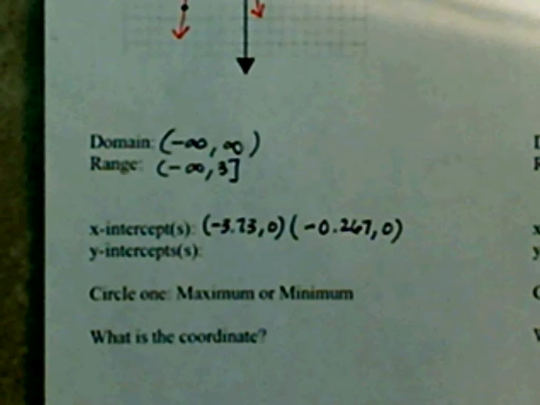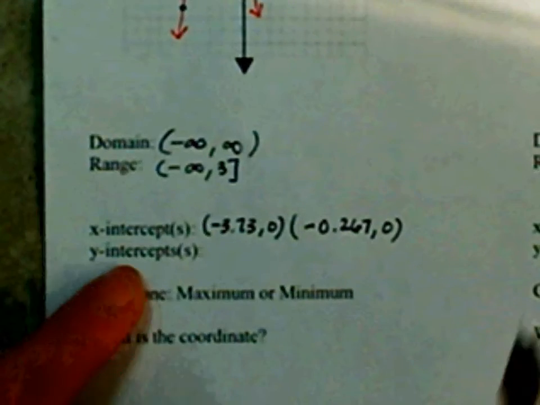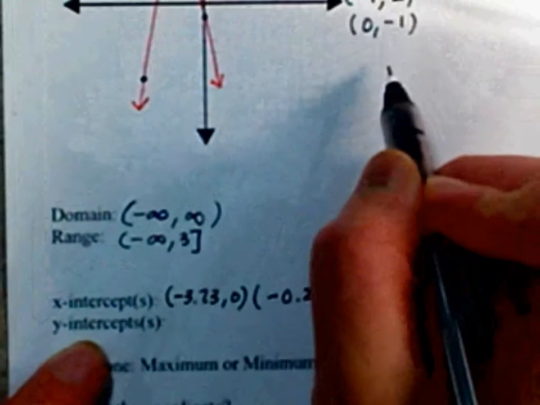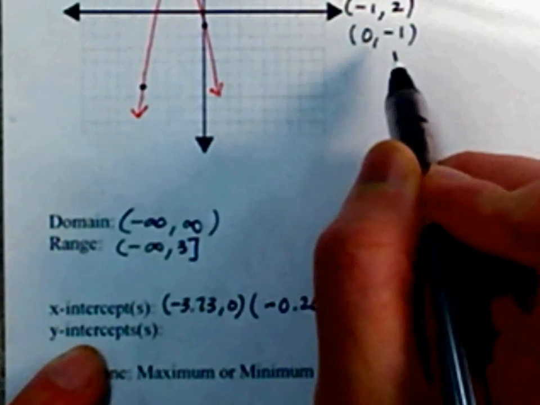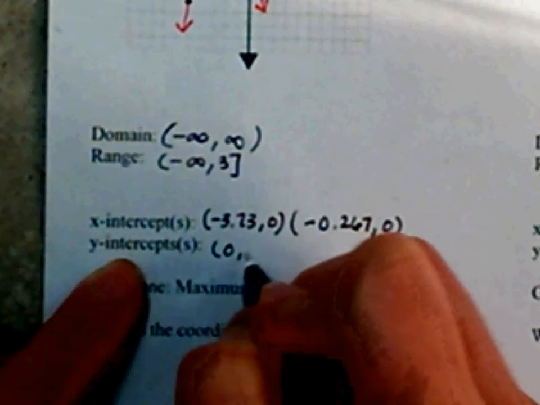Your y-intercept. Where did you cross the y-axis? You see this point right here? Where did you cross the y-axis? 0, negative 1.